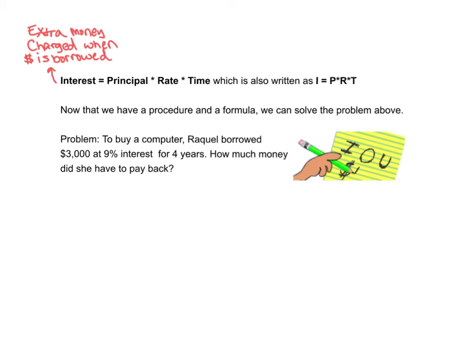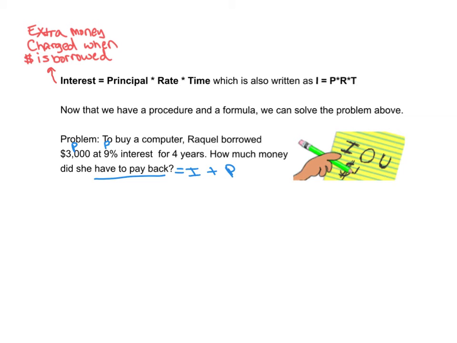So to buy a computer, Raquel borrowed $3,000 at 9% interest for 4 years. So how much money did she have to pay back? All right, so when it says how much money does she have to pay back, that's asking us to first find the amount of interest, okay? So that's going to be our I. And then what we're going to do is add that interest back to the principal amount, okay? Because we're going to add the interest, the extra money she has to pay, back to the original amount that she also borrowed.